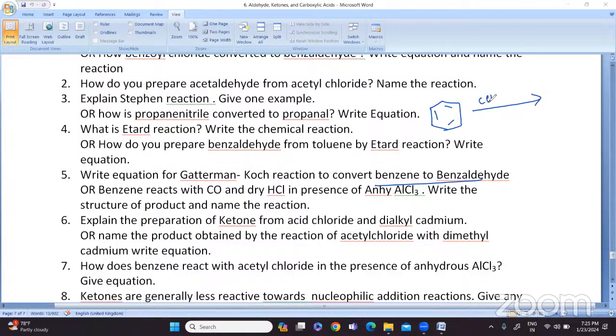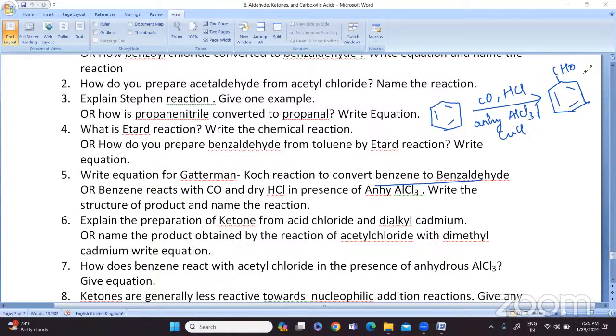The reagent used is carbon monoxide in the presence of hydrochloric acid, and we are making use of Lewis acids like anhydrous AlCl3 or cuprous chloride. By this reagent, we are converting our benzene to benzaldehyde. So this is the Gattermann-Koch equation. What we are doing in the Gattermann-Koch reaction is converting benzene to benzaldehyde.